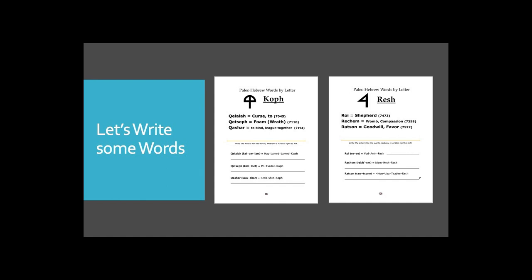Our last word is... nope. Let's try that again. Ratson. The phonics on that is RAW-TSONE. It means goodwill or favor, number 7522. And we spell that Resh, Tsadi, Vav, Nun. Resh, Tsadi, Vav, Nun.